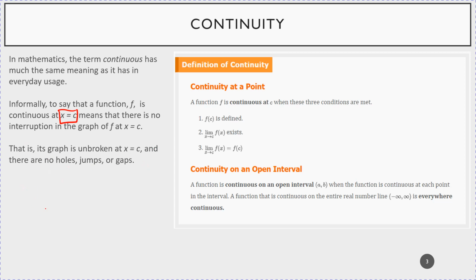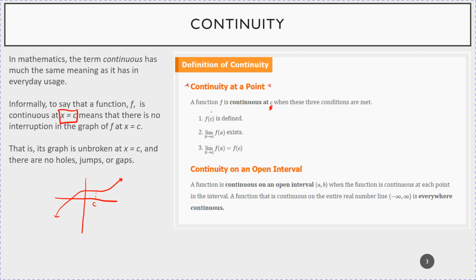You can think about it like this: if a graph is continuous at some x equals c, it's nice and smooth, and you can trace your pen along it. If this is c, my pen goes right through it, no problem. Formally, this is how you determine continuity at a point, and I'm going to show illustrations of all this in a second. A function is continuous at some value c if these three conditions are met. If any one of these conditions fails, it's not continuous at this point.